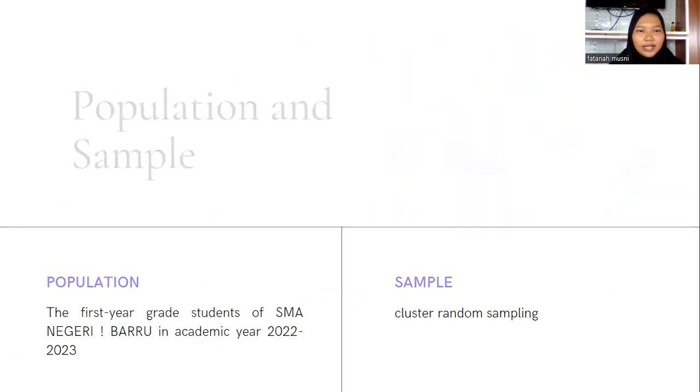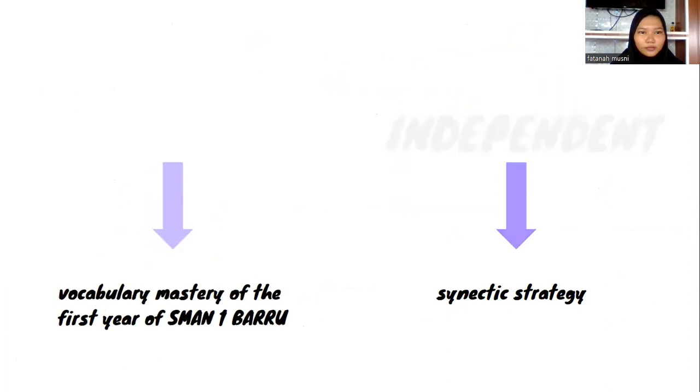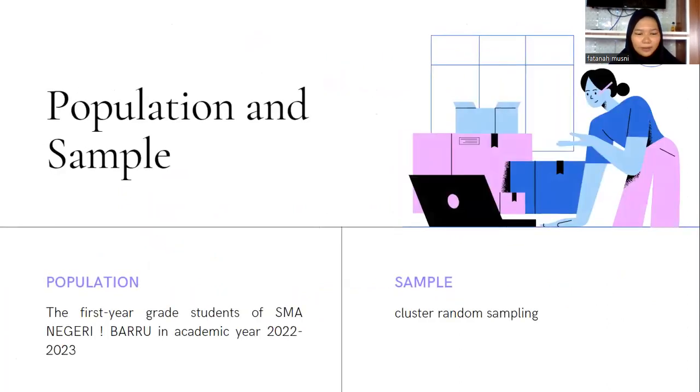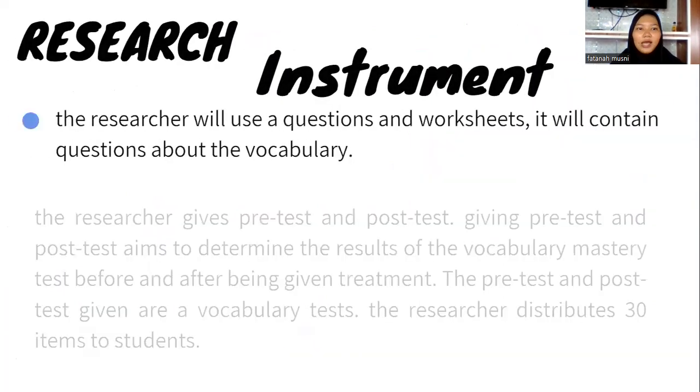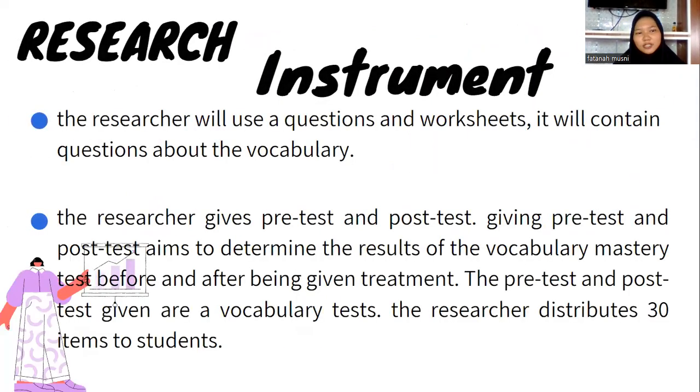So the next slide is population and sample. The population of this research will be the first year grade students of senior high school 1 Baru, or SMA Negeri 1 Baru, in academic year 2022 and 2023. And the sample in this research will be using cluster random sampling. And the next slide is research instrument.